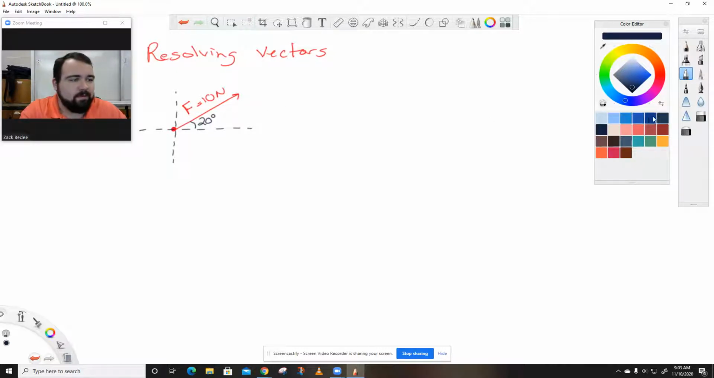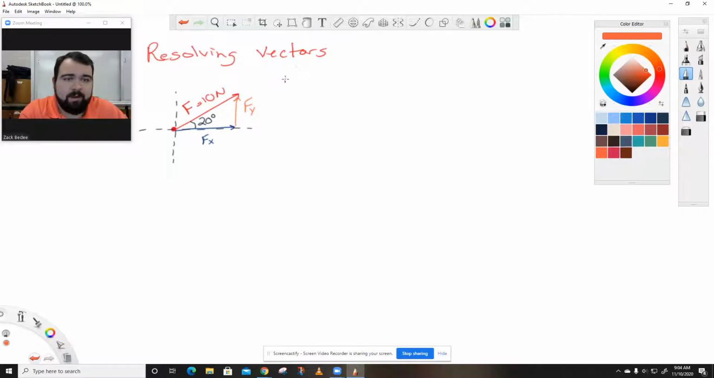What we need to do is break this force into its components, the x component and the y component. So first we need to get an F of x, and we also need to get an F of y. To get those values, we're going to use some trig functions. For the y component, that is opposite of our angle, so we're going to be using sine, and the x component is adjacent to the angle, so we'll use cosine.